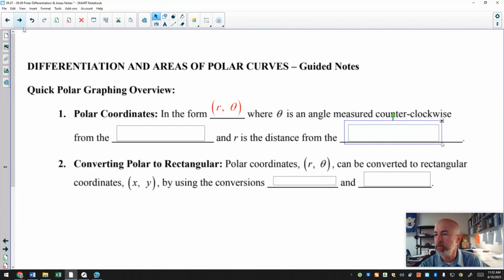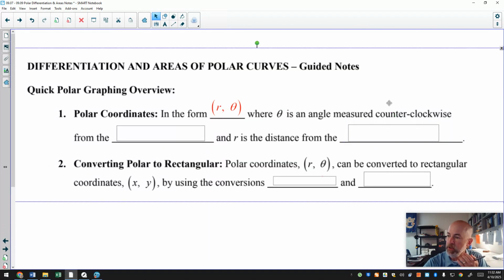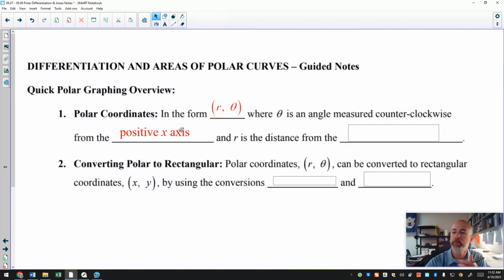So let's start talking about calculus with polar curves. We're going to do just a little bit of a review of things that you should have learned in either Algebra 2 or Pre-Cal. Polar curves are graphed by coordinates that are in the form r theta. Theta is an angle measured counterclockwise from the positive x-axis, and r is the distance from the origin, but in polar curves we call the origin the pole. Technically it's the pole, but if you want to call it the origin, that's fine.